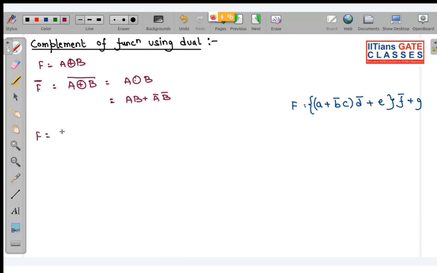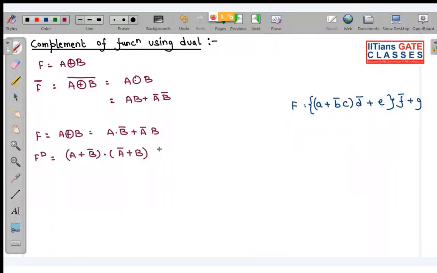So f is what? A XOR b, which is a dot b bar plus a complement b. Look very carefully. Now first calculate the dual. First step is calculating the dual. So if you calculate the dual of this, a dot will be replaced with a plus b complement, and plus will be replaced with a dot.